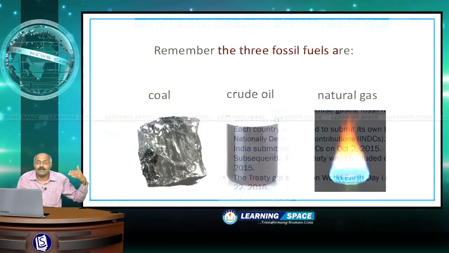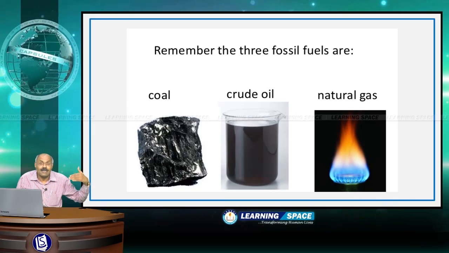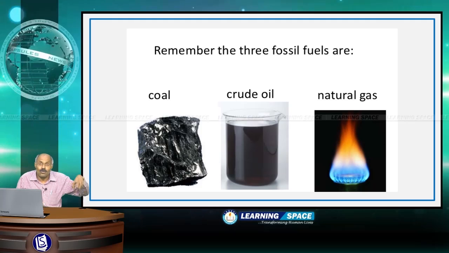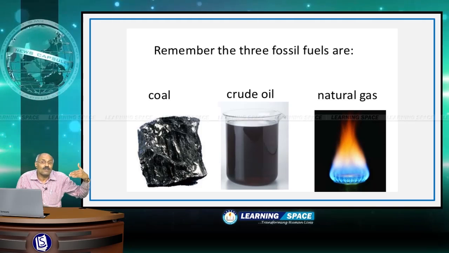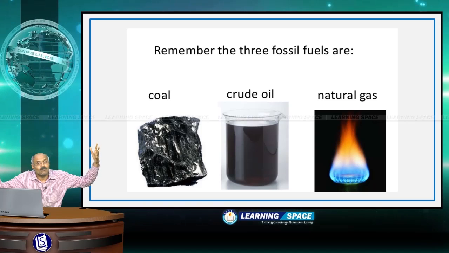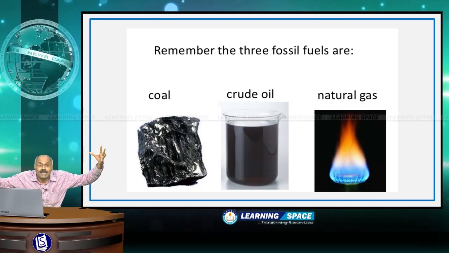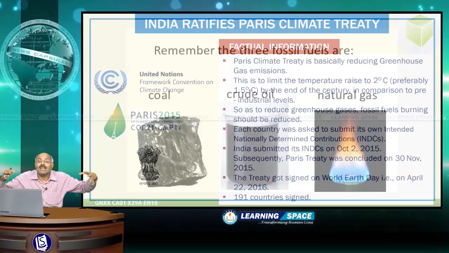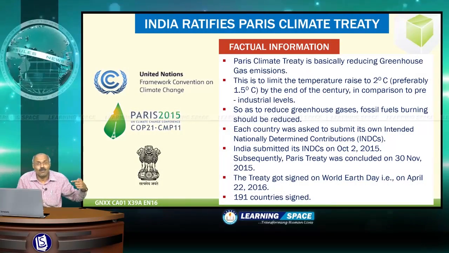And please look into this slide. These are fossil fuels. I have given 3 fossil fuels here: coal, crude oil, natural gas. If you burn these fossil fuels, then what will happen? Gases will be released into the atmosphere. So, to reduce the emission of greenhouse gases, burning of fossil fuels should be reduced. That is the most important point.